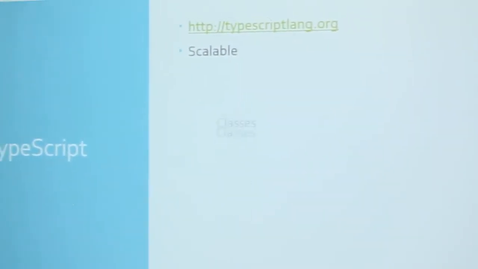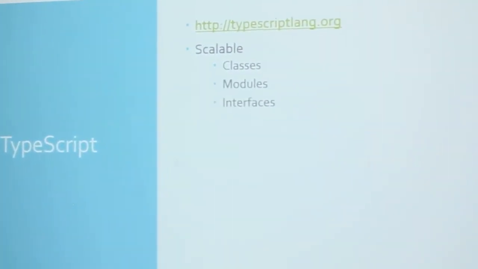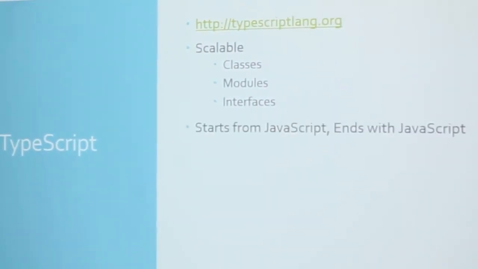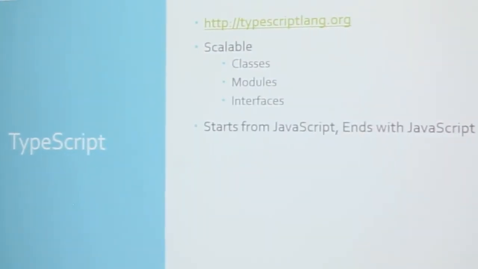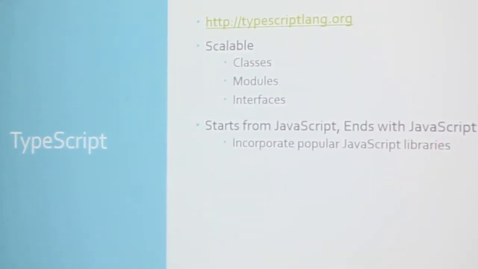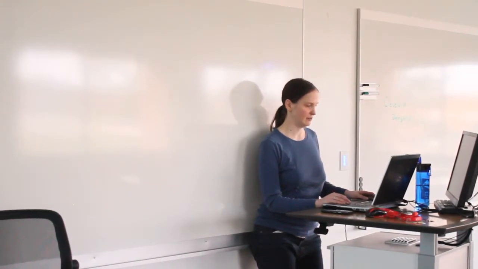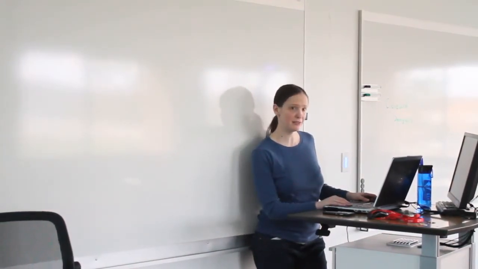It's a scalable language. It supports classes and modules and interfaces. Yay. It starts from JavaScript, ends with JavaScript. So you're going to see the JavaScript syntax. You're going to see JavaScript all around it. It compiles down to JavaScript. So think like CoffeeScript. You have another language that's going to compile down. You can incorporate popular JavaScript libraries. You can use existing JavaScript code, and you can call your TypeScript from JavaScript. Again, you can see it compiles down to JavaScript that can be run in any browser, Node.js, server, or ES3 compatible environments.